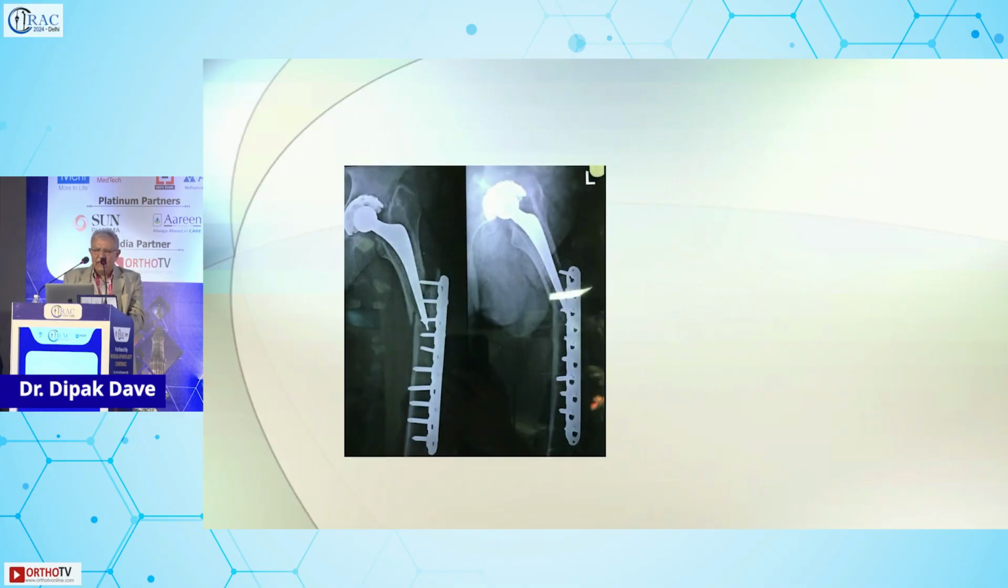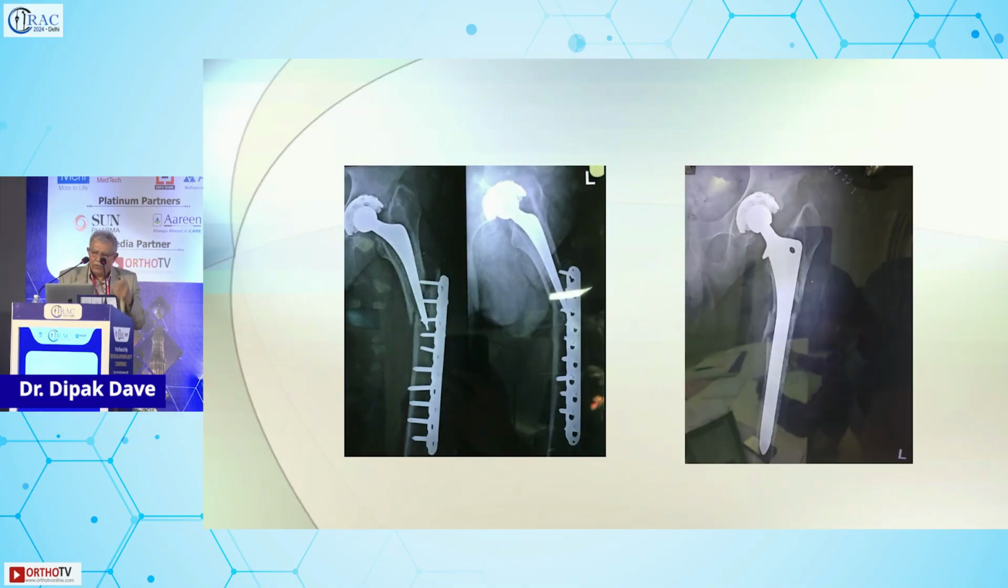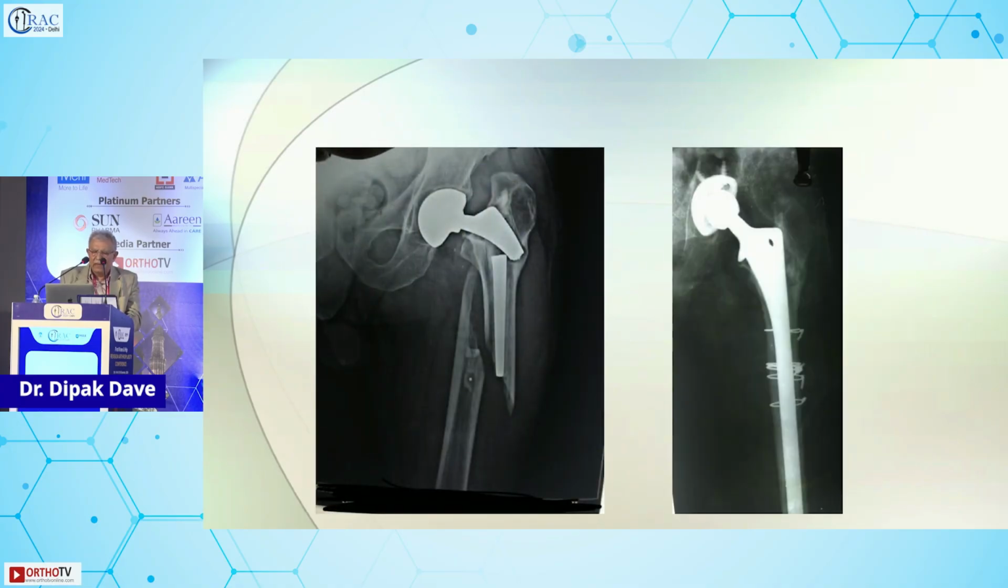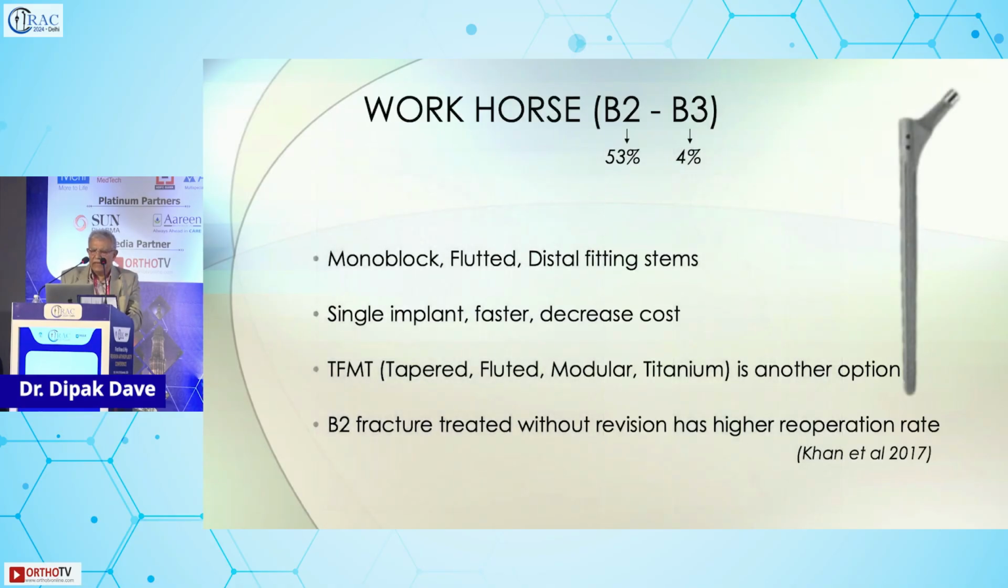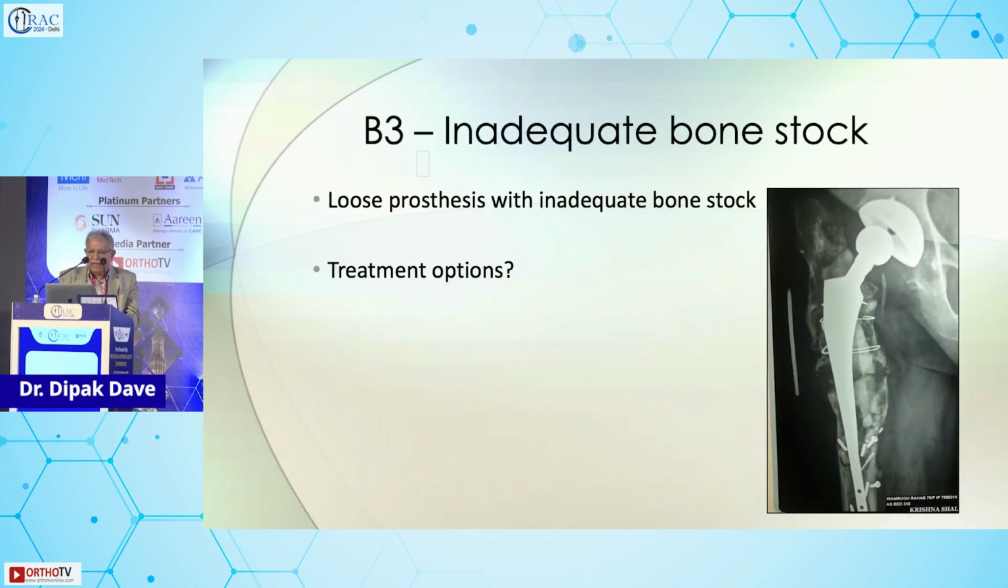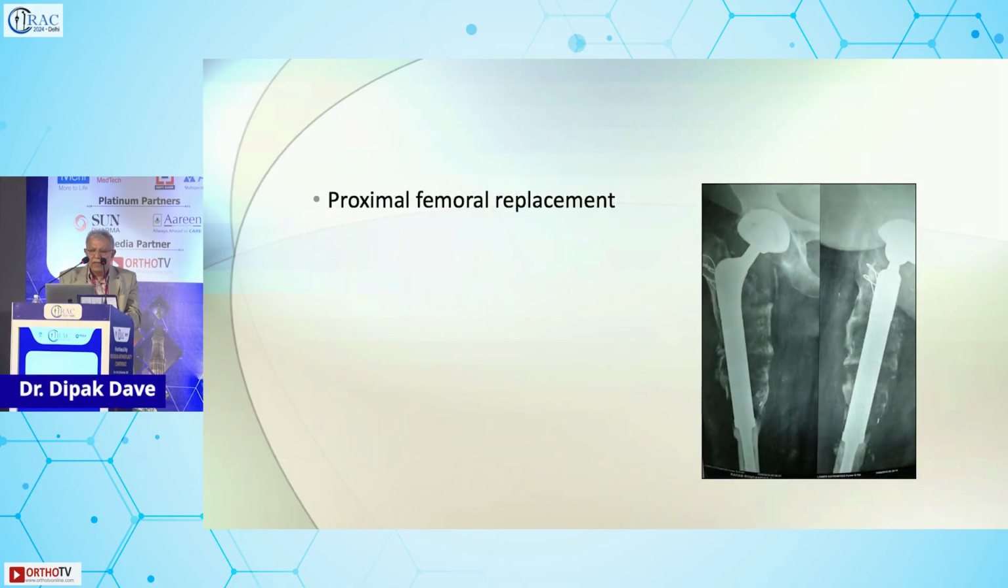As mentioned again, these are the cases where you have changed and put a long stem monoblock non-modular stem. Similar cases here, and as everybody has said, in B2 and B3, the workhorse is this Wagner or monomode like non-modular fluted tapered titanium stem, is the case where maximum things can be done with this particular thing. Here another case where B3 inadequate bone stock, right, and this treatment option is going to be the proximal femoral replacement.